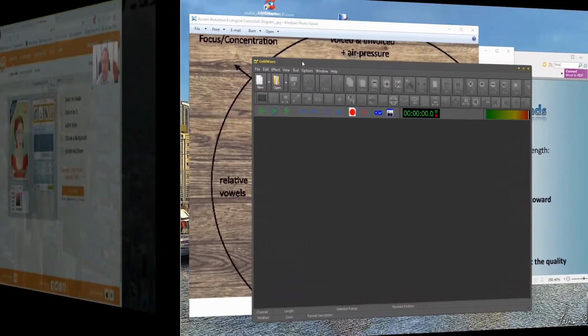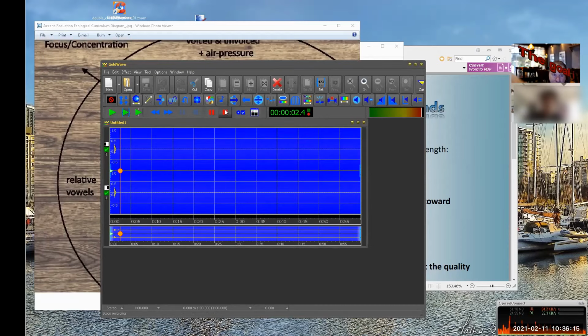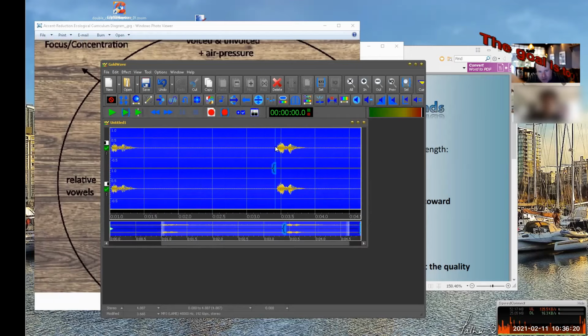Gold wave is optional. So try this. Just try saying "other." Let's see how your air intensity is. Other. Yeah, it's not even bad. Try one more time. Other. Pretty good. Yeah, it's not too strong.